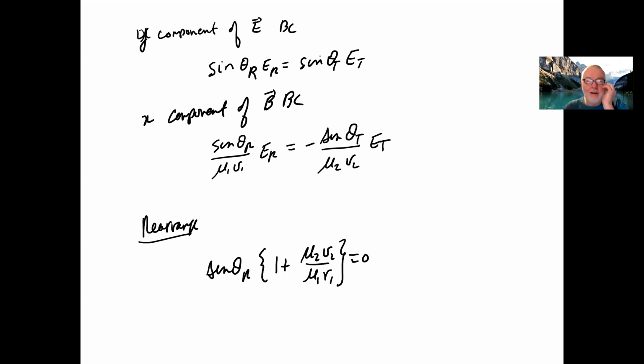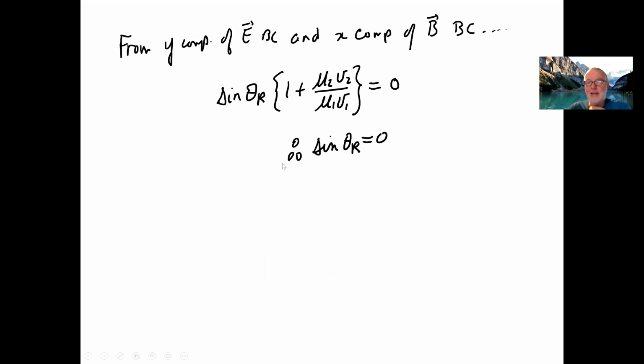So the Y component of the electric field boundary condition gives me sine theta R ER equals sine theta T ET. The X component of the magnetic field boundary condition gives me sine theta R over mu1 V1 ER equals minus sine theta T over mu2 V2 ET. And so I want to rearrange those two equations, and I get sine theta R times 1 plus mu2 V2 over mu1 V1 is equal to 0. And what that tells me is that sine theta R is equal to 0.